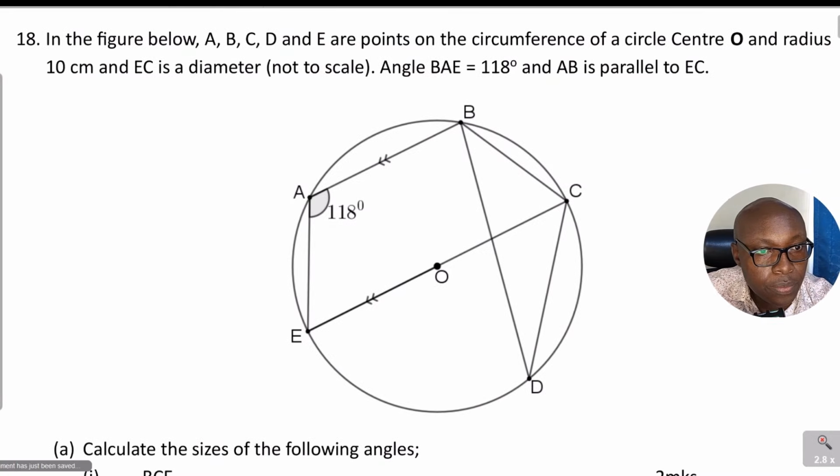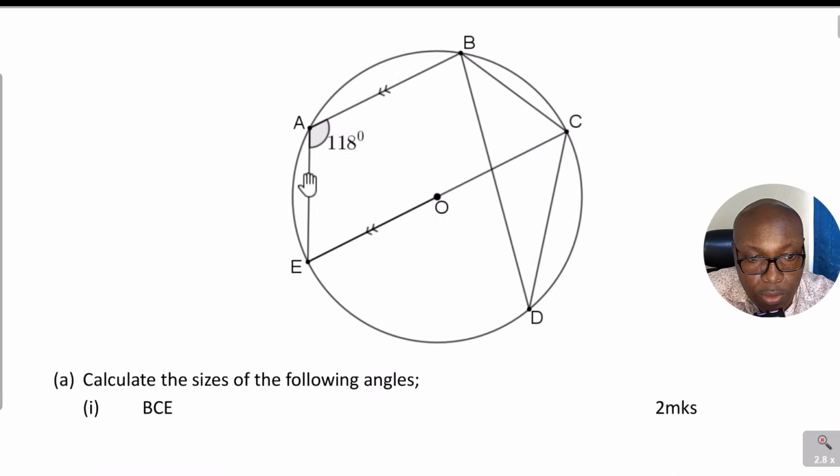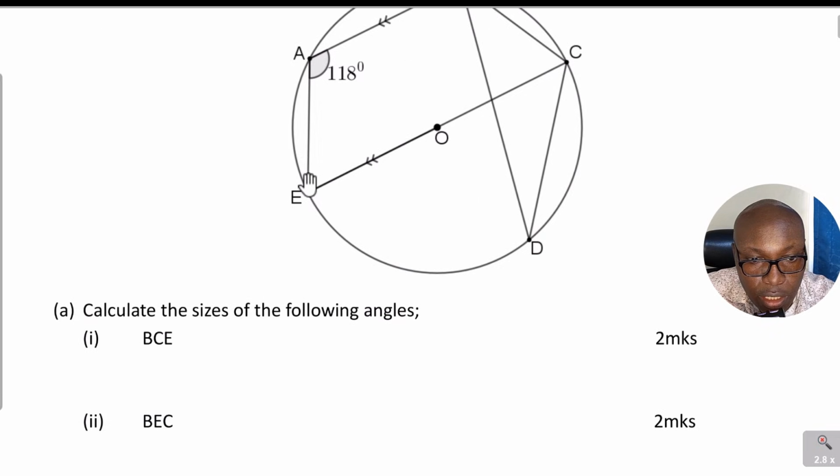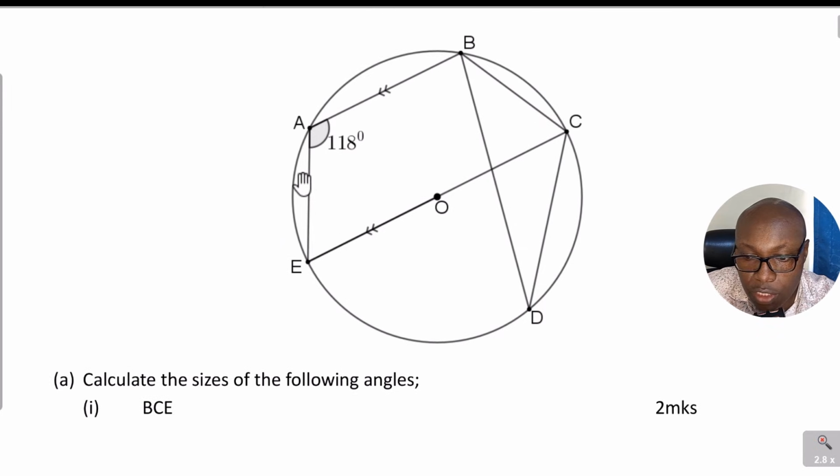Question 18. In the figure below, A, B, C, D, and E are points on the circumference of a circle center O, and radius 10 centimeters, and EC is the diameter, not drawn to scale. Angle BAE is 118 degrees, and AB is parallel to EC. So the diagram is there. You can see all the angles indicated there and all the vertices labeled there. Part A, calculate the sizes of the following angles. 1, BCE. So you can start with that.